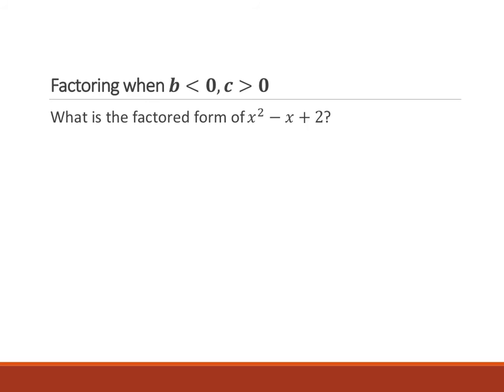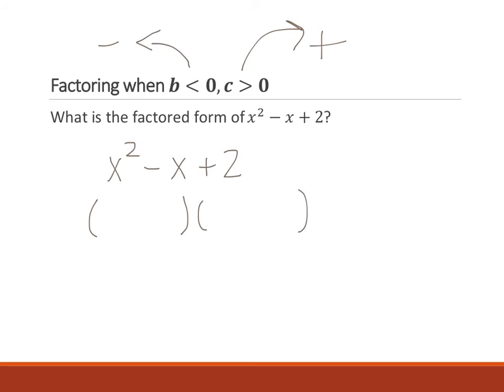Again, b is less than 0, so that means it's negative. C is greater than 0, that means c is positive. Let's factor that. We've got x squared minus x plus 2. I'm going to go ahead and put my parentheses down and split my x's apart. X times x. I need a pair of numbers that multiplies to give me 2, but they're going to add together to give me a negative 1.